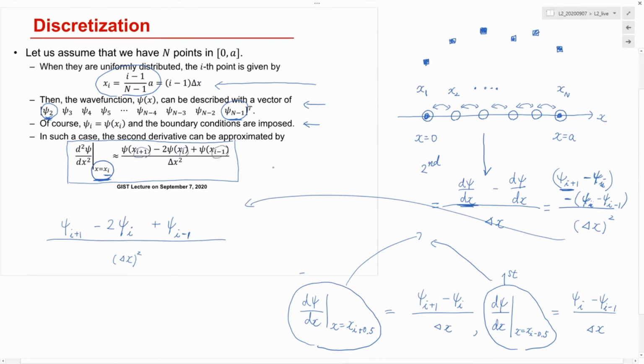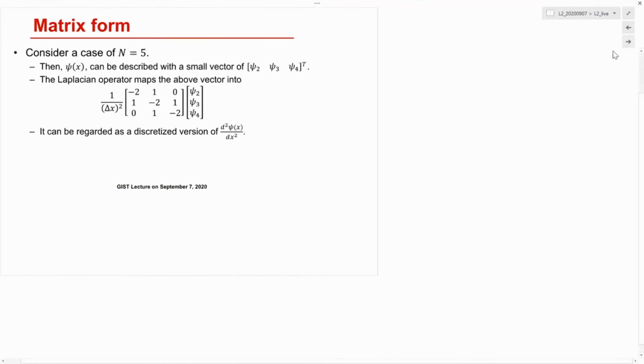If we are working with x sub k, then what will happen? In this case, we will have psi k plus 1 minus 2 psi k plus psi k minus 1 divided by delta x squared. So if we are working with the 79th position, how does it look? It would be psi at 80 minus 2 times psi 79 plus psi 78 over delta x squared. Okay, let's go to the next slide.